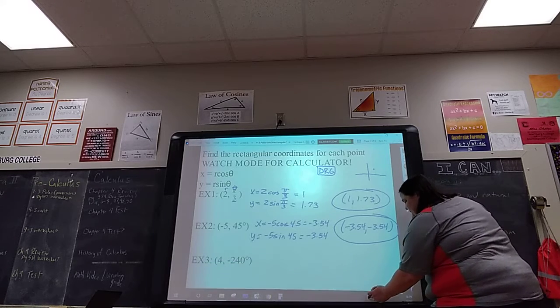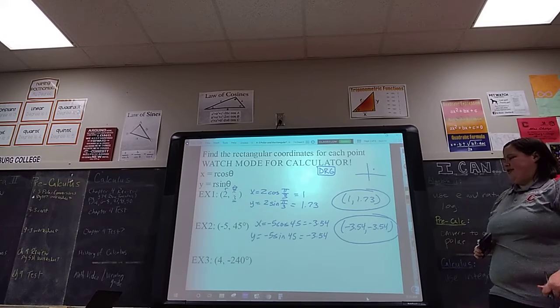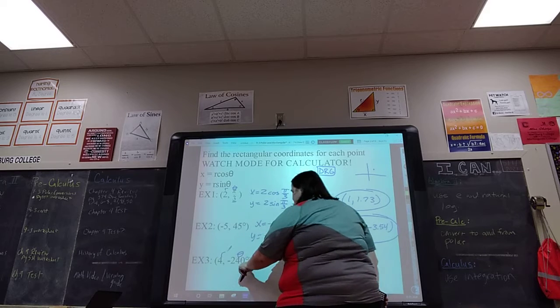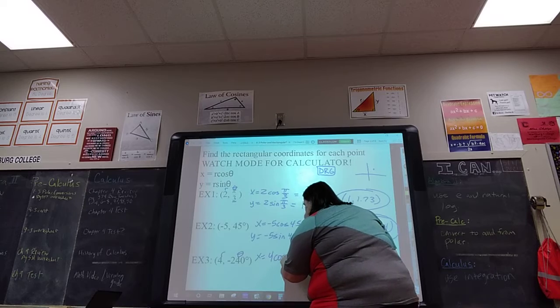Let's do one more. What mode do I have to be in to do the third one? Degrees, yep. Again, I see my theta here is in degrees, so it's going to be 4 cosine of -240.